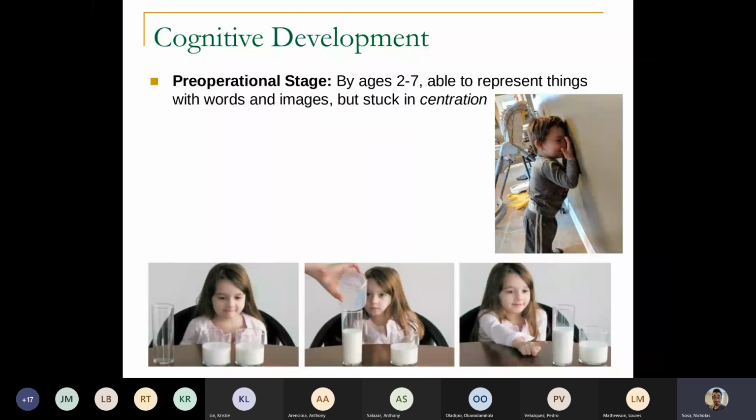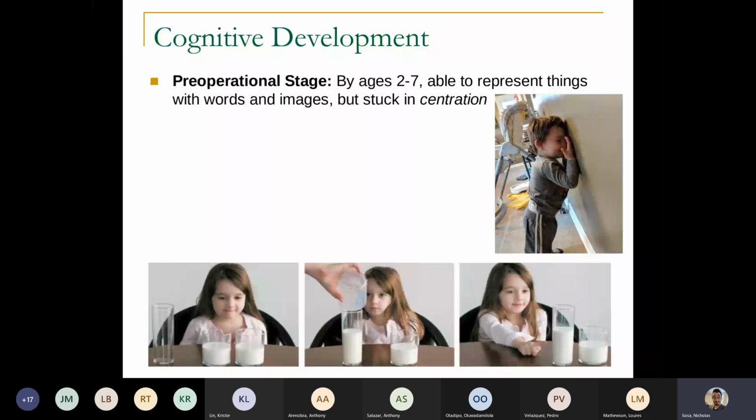It's within the pre-operational stage that we start seeing an explosion of language take place. Children are now able to represent what they see in the world with words. They're also able to tell you what those things look like. And if you ask them what sounds those objects make, they can probably tell you, right? So if you ask your small child, what sound does the horse make, they'll probably be able to tell you, neigh. However, we find that their thinking in this stage is stuck in centration.